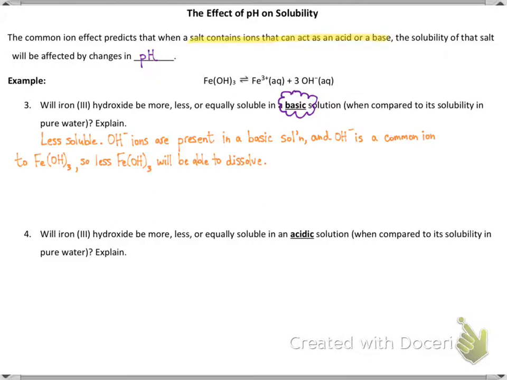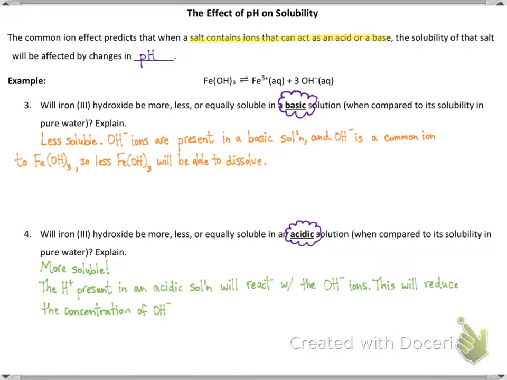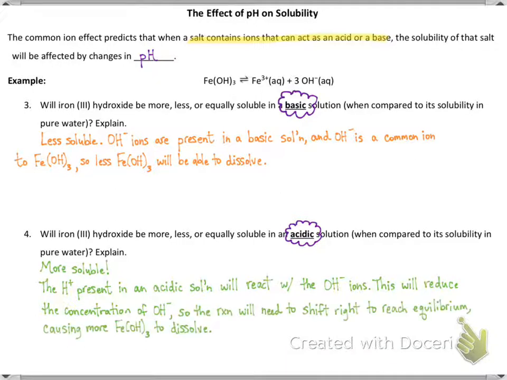We can also ask the same question about iron 3 hydroxide, but this time we can ask about its solubility in an acidic solution. This one's a little more interesting. Would you be surprised to find out that iron 3 hydroxide is actually more soluble in an acidic solution? An acidic solution, by definition, has a lot of H+ present. Well, those will react with the OH- ions, reducing their concentration. If you reduce the concentration of OH- ions, you're reducing the concentration of your products. That's going to cause the equilibrium to shift right, which will result in more iron 3 hydroxide being able to dissolve to reach equilibrium.